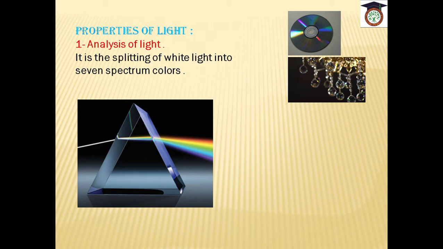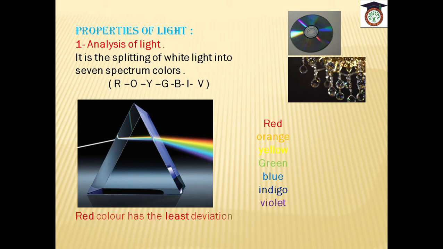Those are, like we said before in grade 5, let's remember, ROY G. BIV, which are red, orange, yellow, green, blue, indigo, and violet. And they must be memorized in this order. Why? Because of the new part that we're going to discuss this year: the red color has least deviation and least frequency.